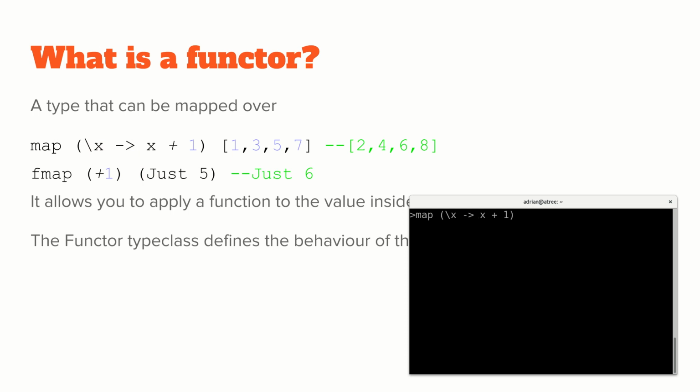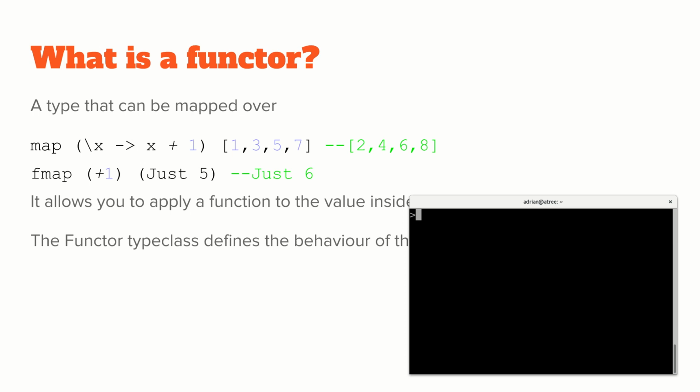So this is a function that takes a value, adds 1 to it, and as you can see, that does indeed map 1 to it. So lists are functions, and each element of that list is the value.